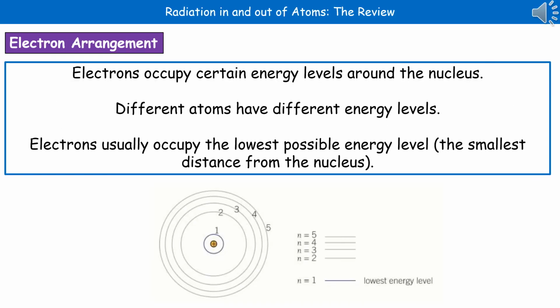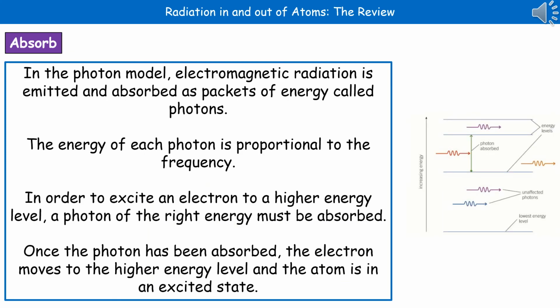If we now consider the electron arrangement within atoms, we know that electrons occupy certain energy levels around the nucleus, and different atoms have different energy levels. The electrons will usually occupy the lowest possible energy level, so that's the smallest distance from the nucleus.